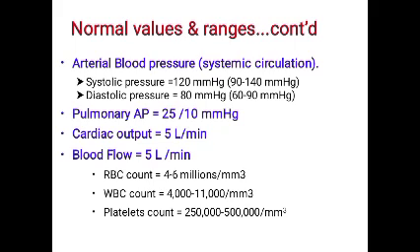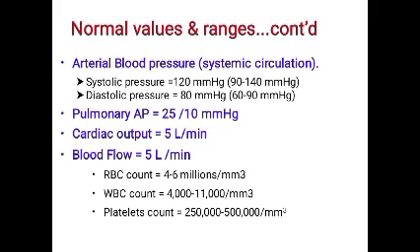Arterial blood pressure or systemic circulation. Systolic pressure 120 mmHg, or 90 up to 140 mmHg. Diastolic pressure 80 mmHg, or 60 up to 90 mmHg. Pulmonary arterial pressure equals 25 per 10 mmHg. Cardiac output 5 liters per minute. Blood flow 5 liters per minute.